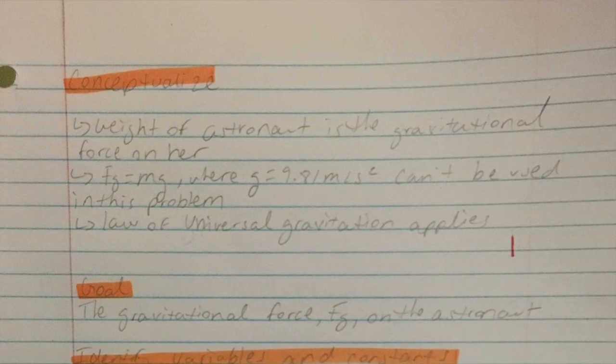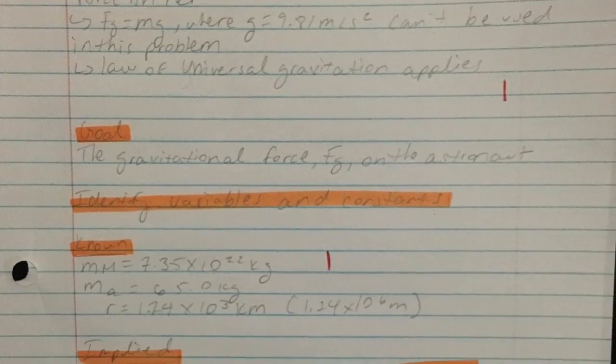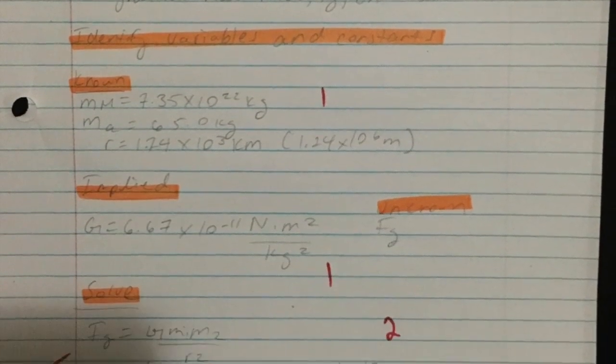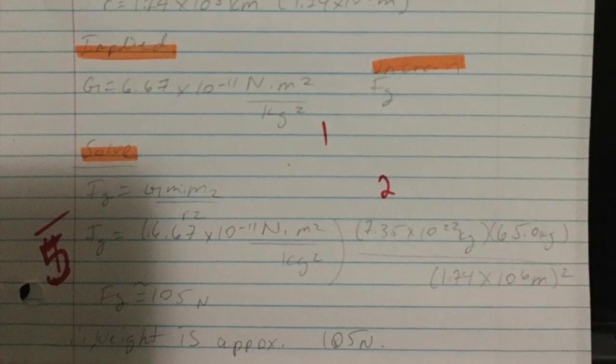Here is the marking scheme. 1 mark for conceptualizing, 1 mark for giving your known, implied, and unknown, and 2 marks for solving, which equals 5 marks.